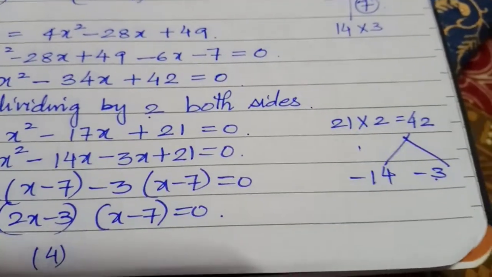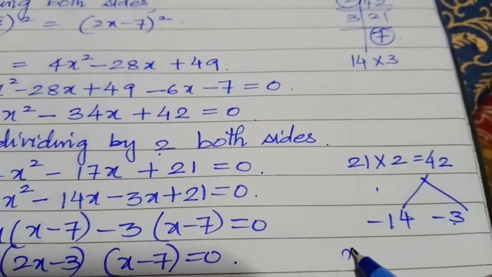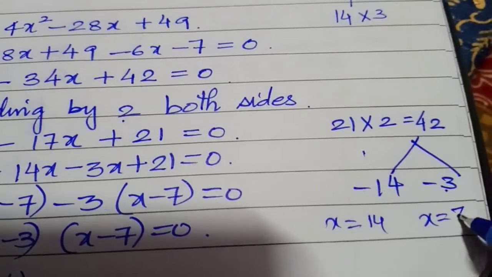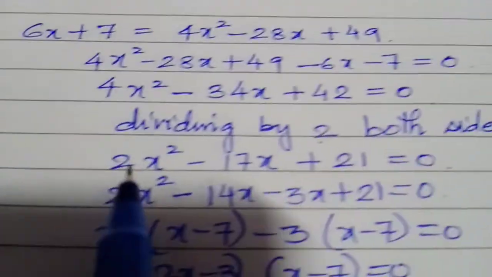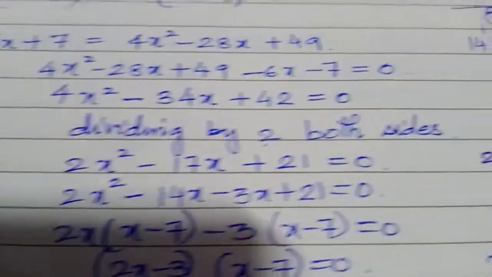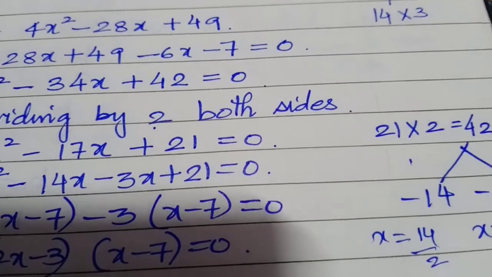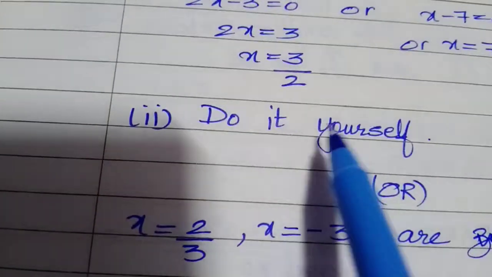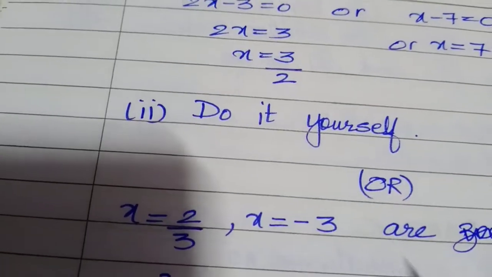And I know the shortcut method will be x is equals to change the sign 14. X is equals to change the sign 3 divided by this, x square का coefficient. And we get x is equals to 7 or x is equals to 3 by 2. And let's see whether we are getting the same thing here. So we are getting the same part. X is equals to 3 by 2. X is equals to 7. Second part is also in the same way. इसी तरीके का क्वेश्चन है. You try yourself now.